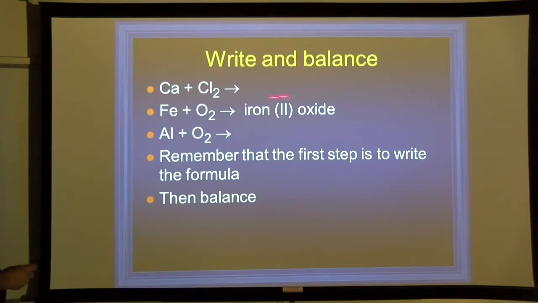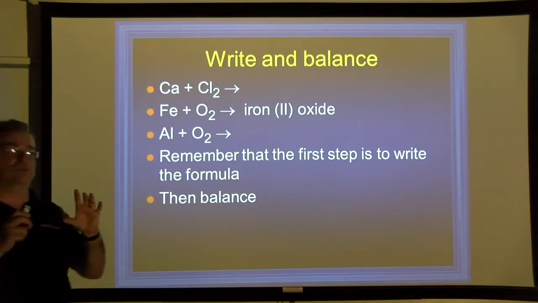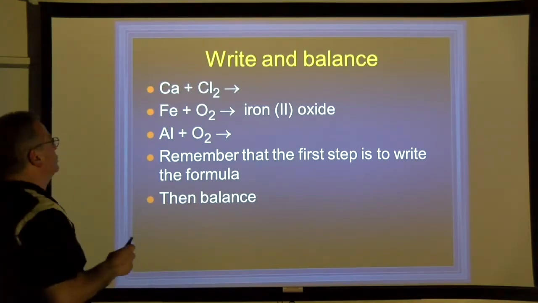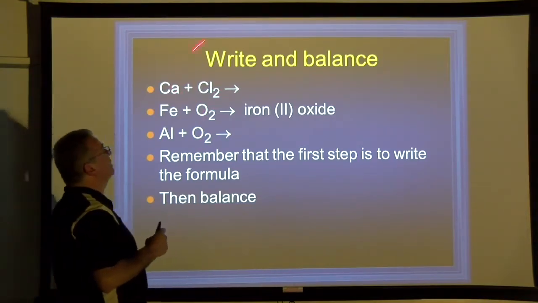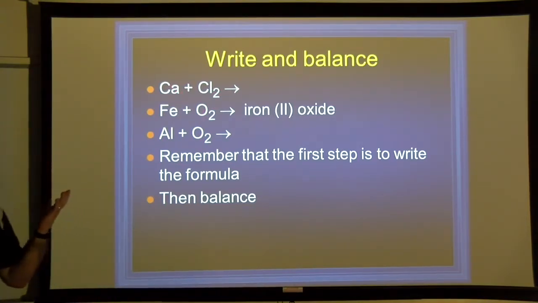So the key is, can you predict it? And then you have to say, is that balanced? In this case, it would be, right? Because you got a Ca with 2 chloride ions. That gives you 2 chlorines on the right. You got 2 chlorines on the left, 1 calcium on the left, 1 calcium on the right. That works out. That works out.